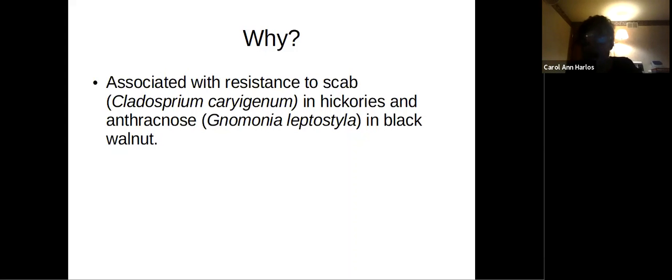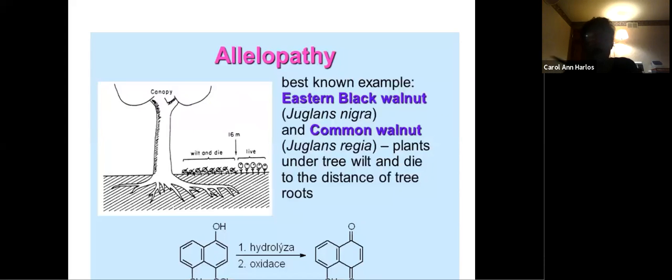Plant resistance to disease, of course, is a very, very important one. And this is a diagram I found, which I thought was really good. And if you are into biochemistry, below you can see how juglone is produced.